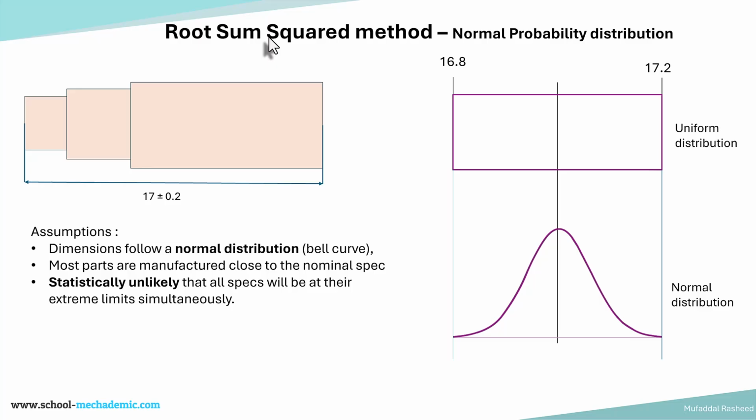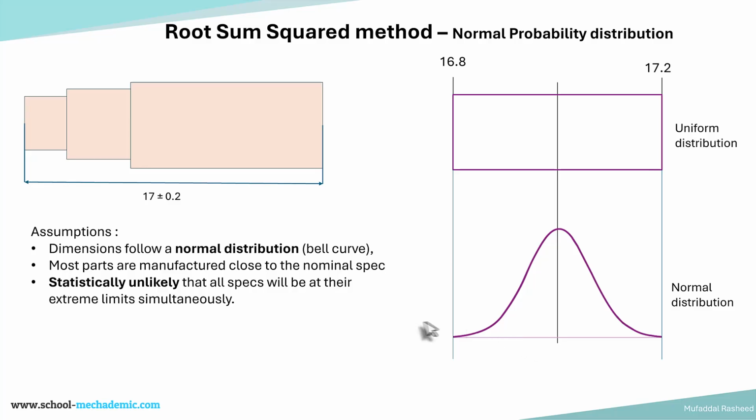Now that brings us to the root sum squared method and the underlying principle of normal probability distribution. Normal distribution, in which we are saying that for the specification shown over here, 17 plus or minus 0.2, the probability of it being at its extremes, which are 16.8 and 17.2, will be very low as compared to the probability of being manufactured at the nominal, which is the highest.